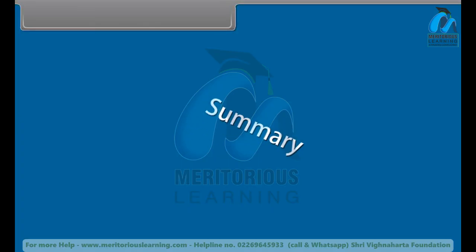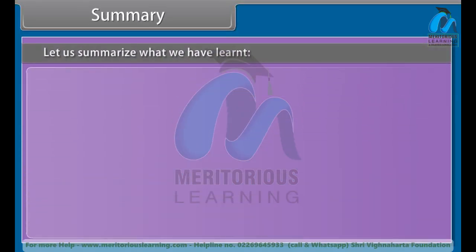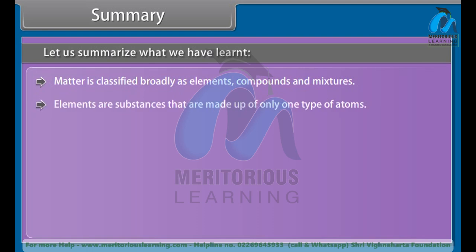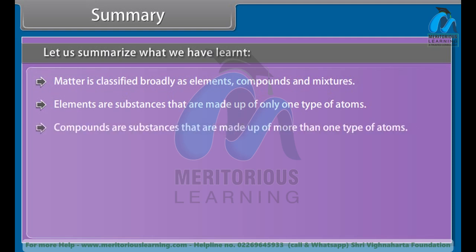Summary: let us summarize what we have learned. Matter is classified broadly as elements, compounds, and mixtures. Elements are substances that are made up of only one type of atoms. Compounds are substances that are made up of more than one type of atoms.